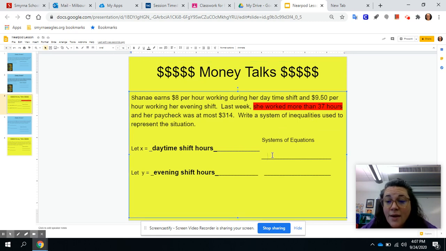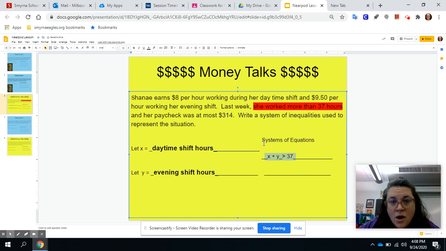So when you go to write your equation that has to do with hours, or inequality that has to do with hours, we need all of the daytime shift hours, that's X, plus all of the evening shift hours, that's Y. And what we need to do is we need to get that not equal to 37. She worked more than 37. So that's an inequality phrase that represents a greater than. So X plus Y is greater than 37.